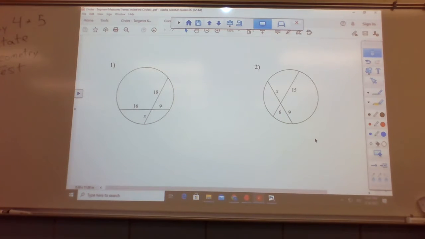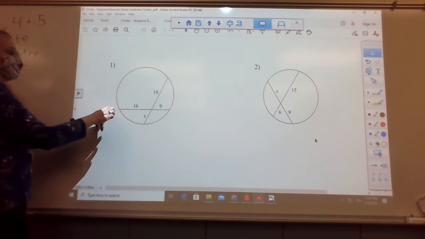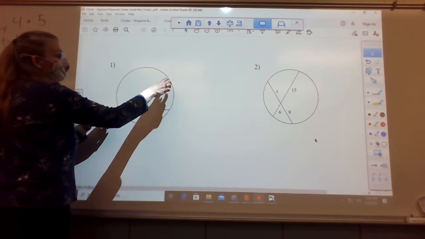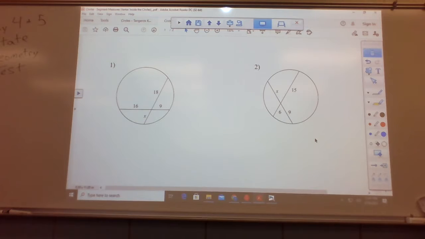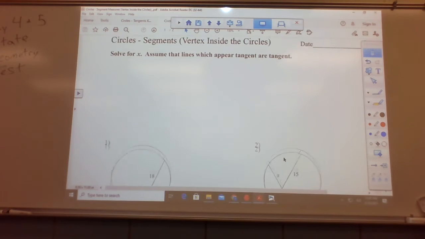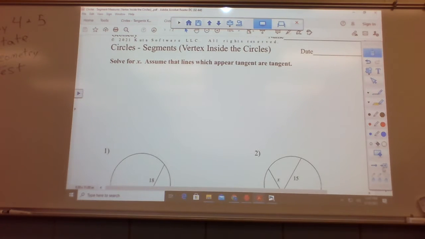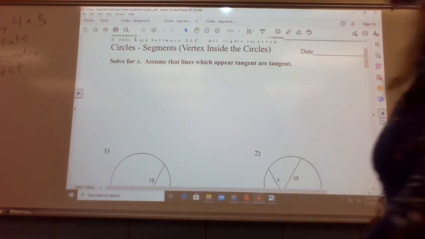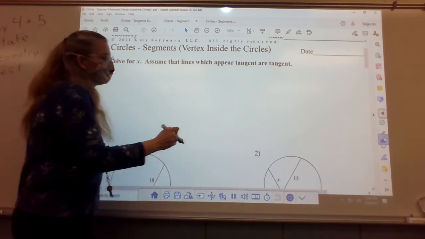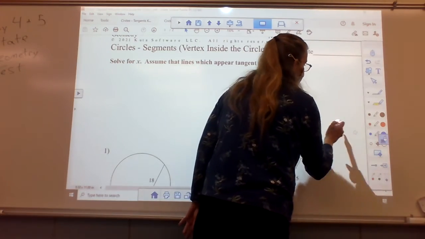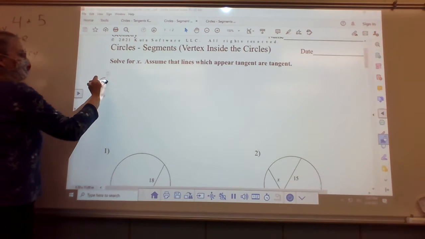Now we're focusing on the segment lengths. So we're focusing on just the segments, nothing to do with degrees, just the segments. Which means I really need to give you a definition or a term for these segments, because we're focusing on segments now. So that's where I'm going to start. So those are called chords. So chord.